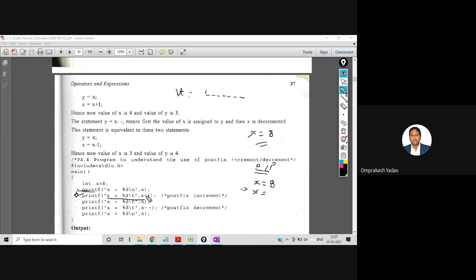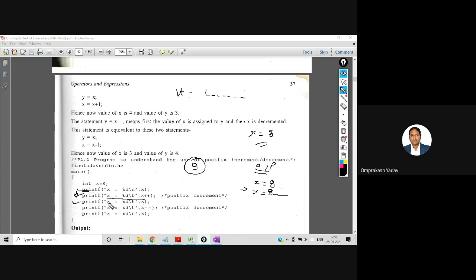Since this is a post increment operator, I told you, first the value will be assigned, or printed, and then after that particular statement, the value will be incremented. In this particular line, the value of x will be 8. Then it will leave 8 blank spaces. Once this statement is over, x will be incremented by 1, so x will become 9. Once we go to the third line, the value of x has become 9.